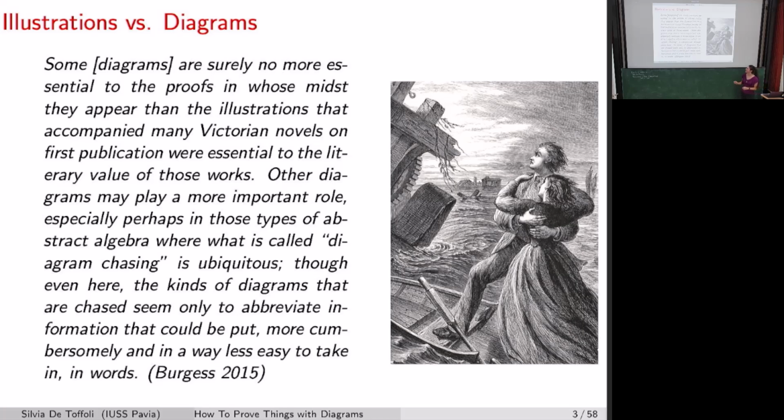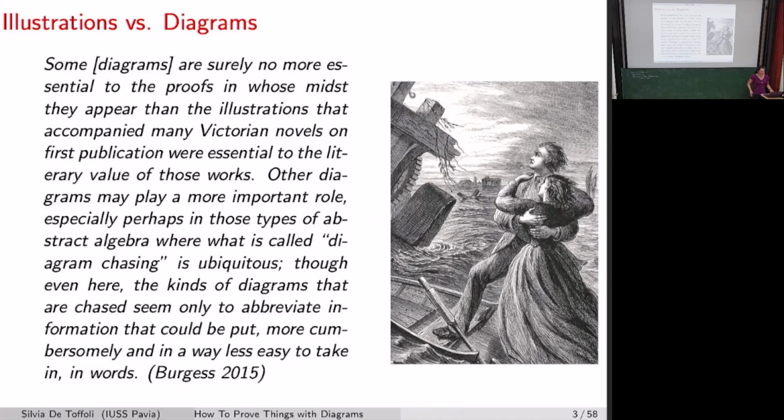So here is a great statement of what I want to argue against. I think it's really nice that someone puts it clearly, so I have a clear target. Here's John Burgess, a very influential philosopher of math from Princeton, in the book Rigor and Structure, from 2015. He says, some diagrams are surely no more essential to the proofs in whose midst they appear than the illustrations that accompanied many Victorian novels on first publication were essential to the literary value of those works. So here is the illustration of The Mill and the Plough by George Eliot.